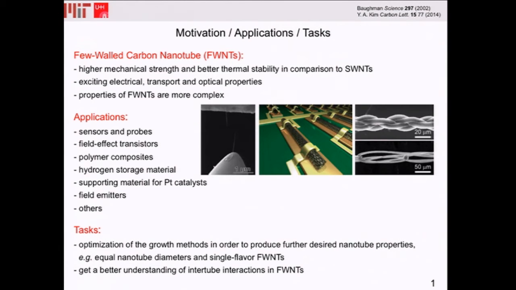So we try to get more information about the growth method by doing Raman spectroscopy measurements, to have more details about the growth method, to maybe later grow nanotubes with equal nanotube diameters, or just with a single flavored double or triple wall carbon nanotubes. And we also studied the few walled carbon nanotubes to get a better understanding of the intertube interactions in these systems.